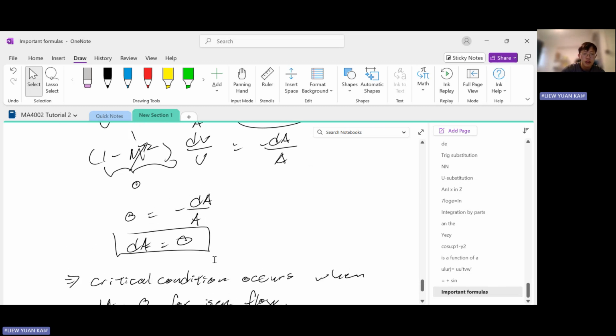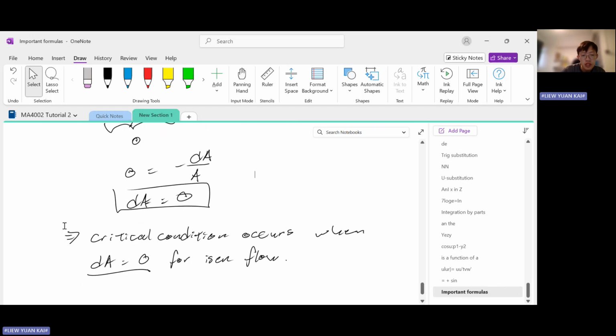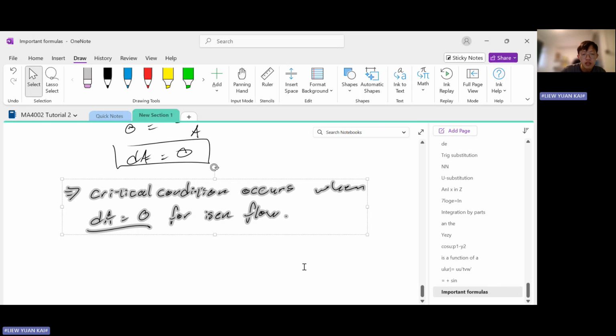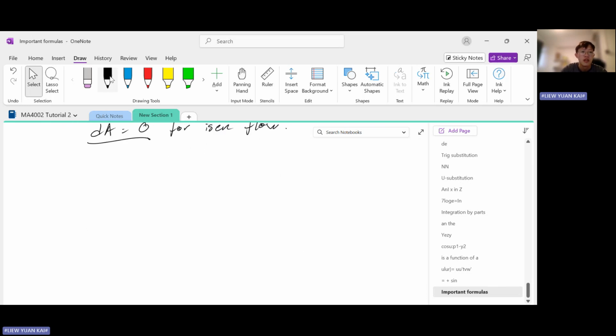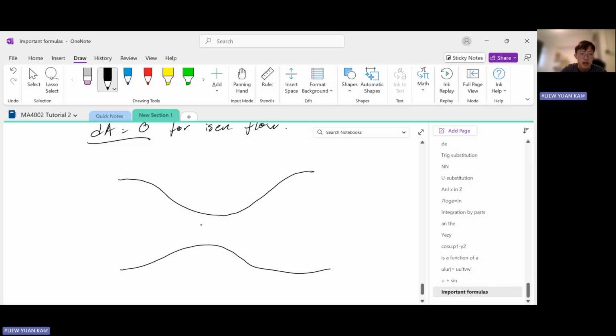This means that in order for critical condition to occur, dA must be equal to 0. In other words, the critical condition only occurs when dA equals 0 for an isentropic flow. So let's say we have a converging diverging nozzle. dA equals 0 occurs here at the throat. It's the point of minimum cross-section area.